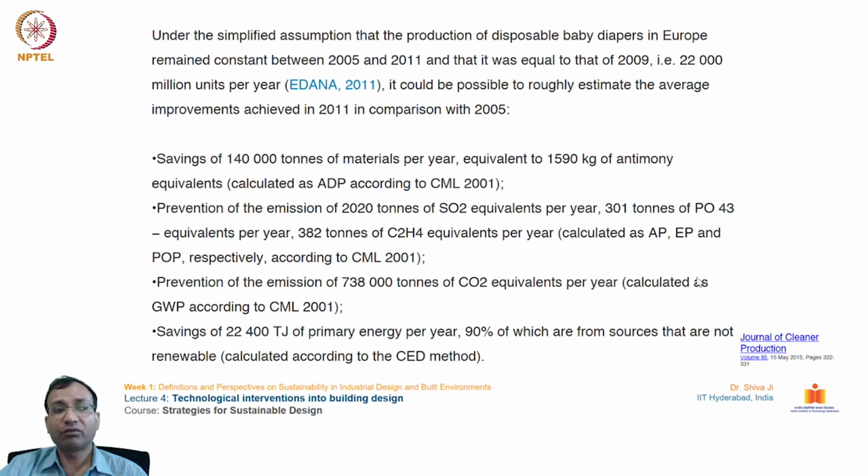Savings are 22,400 TJ of primary energy per year, 90% of which are from sources that are not renewable, calculated according to the CED method. So these are benefits you can see which have been achieved in a short span of time, a period of 6 years.